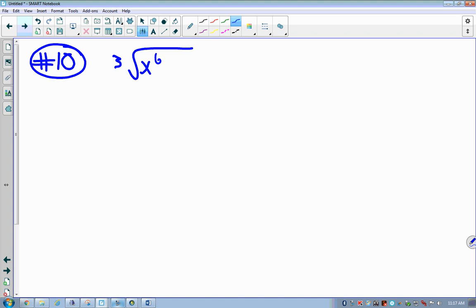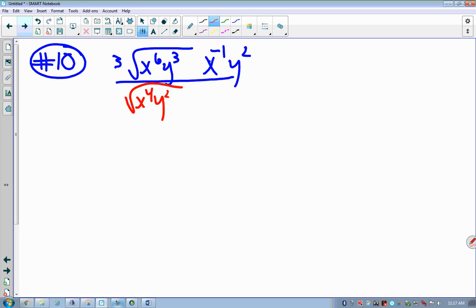We've got cube root of x to the 6th, y cubed, and then we come outside of the radical, so we've got x to the negative 1st, y squared. And in our denominator, I'm going to do this in a different color: square root of x to the fourth, y squared. It looks like this square root symbol carries all the way across, so all of this is under there, x, y cubed. The reason I picked different colors is so that I can do all of the numerator together, and we can do all of the denominator together, and you can see that.